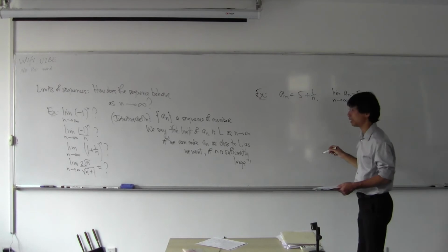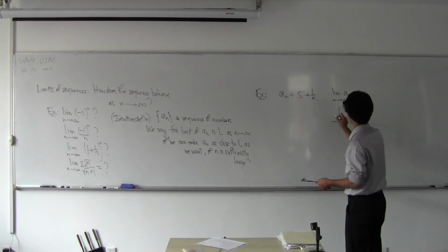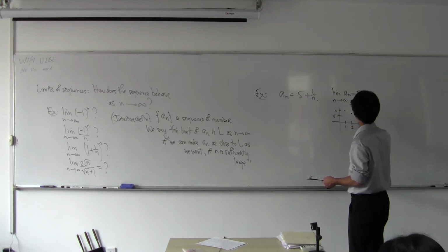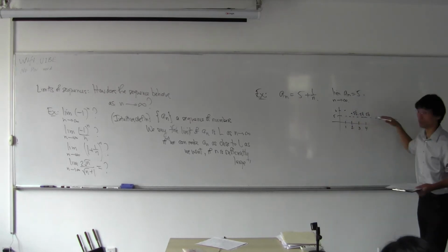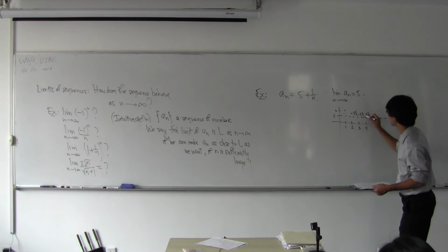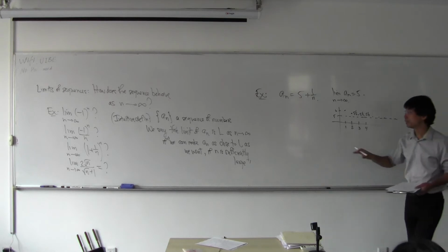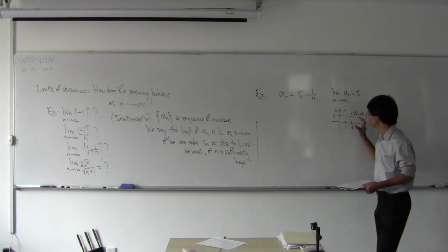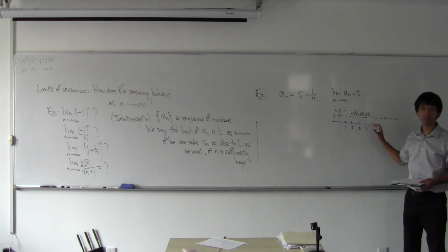And the picture is like this. Here's 5, and at time 1, you're at 6. At time 2, you're at 5 and a half. At time 3, you're at 5 and a third. At time 4, you're at 5 and a fourth. You're getting closer and closer to the number 5. And so the way we're expressing this is that we can make the number as close to L as we want if n is sufficiently large.